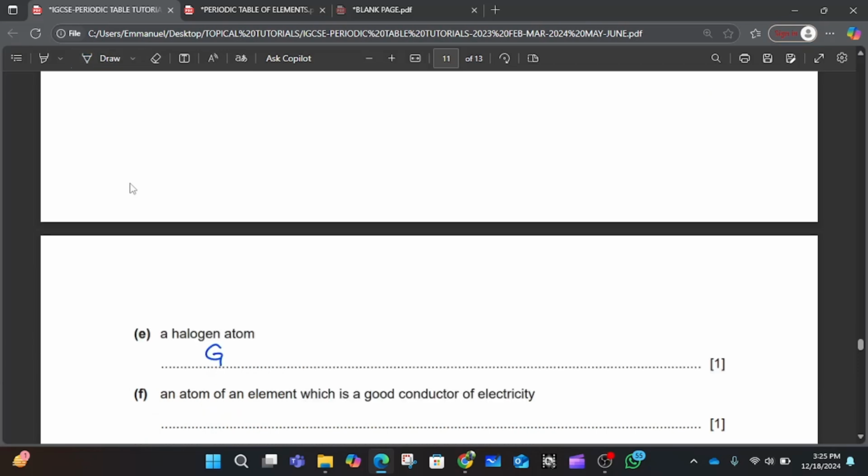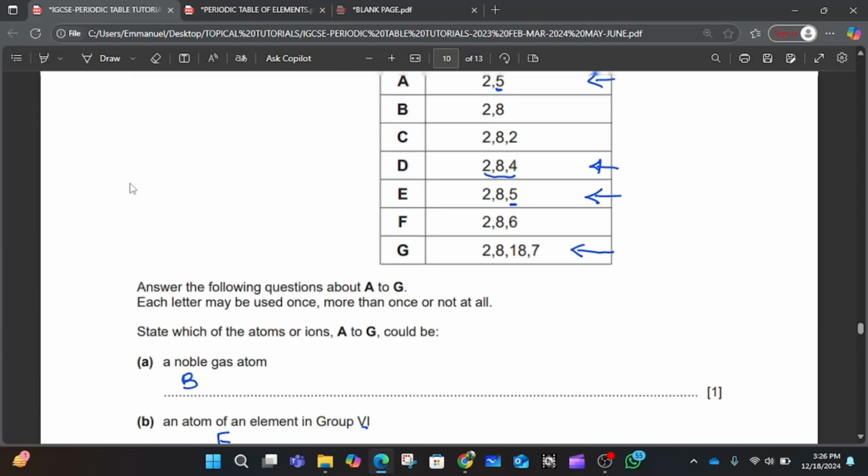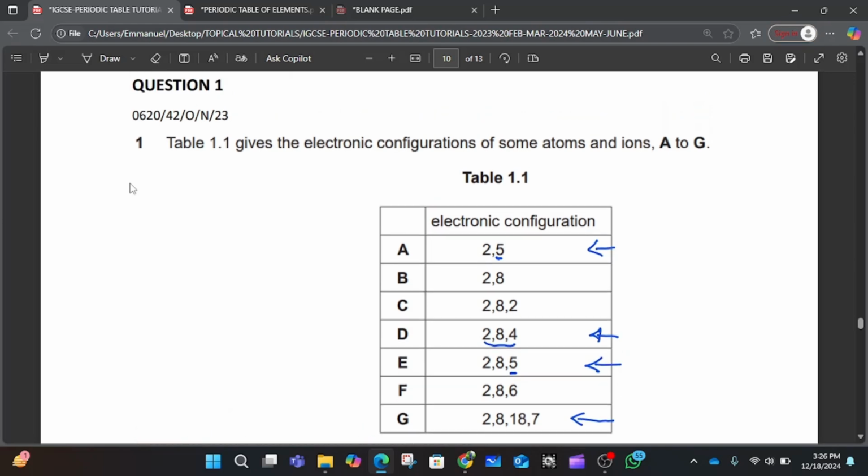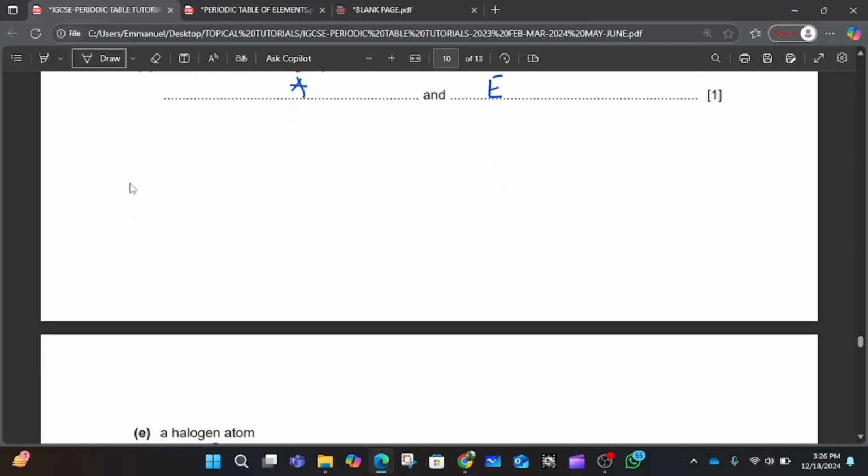F, an atom of an element which is a good conductor of electricity. So this must be a metal between group 1 to 3, including the transition metals. So if you look through, you can see that it is C, which is in group 2 because of the valence electron. So C is the only metal there, and so that must be the one.